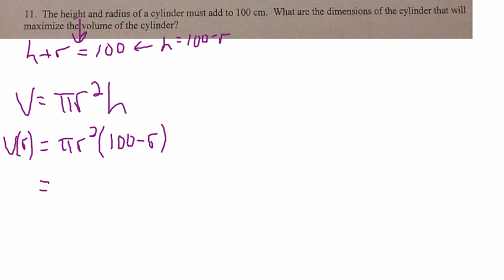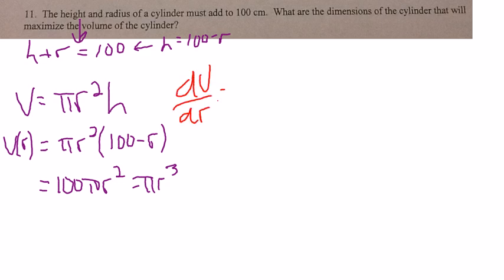I get 100 pi times r squared minus pi times r cubed. And that's my V in terms of r equation. So now I'm going to find dV/dr. dV/dr is equal to, or you can just call it V prime, whatever you want, really. Not doing related rates. Don't worry about that.